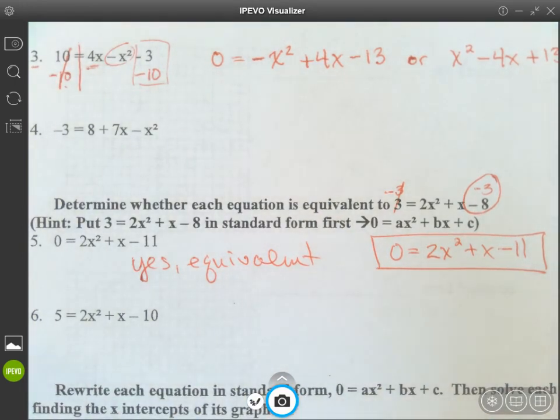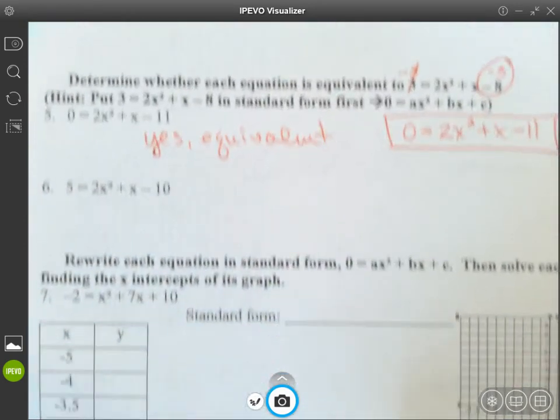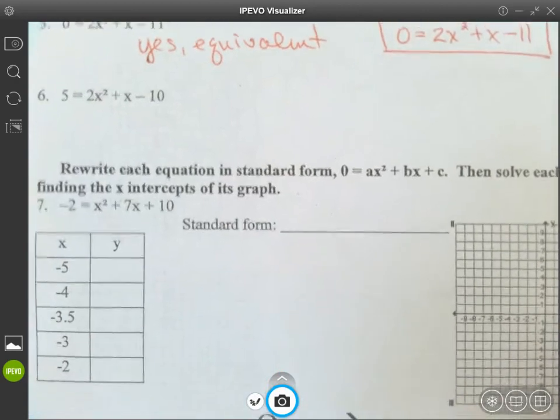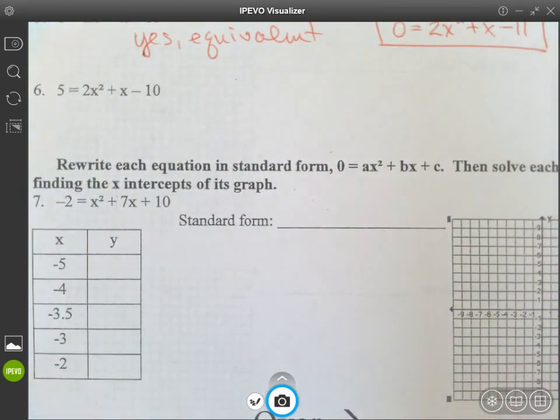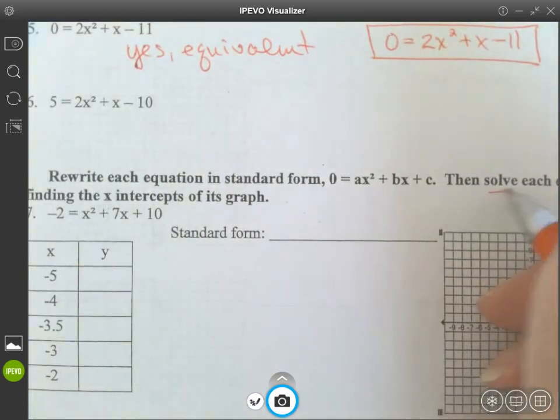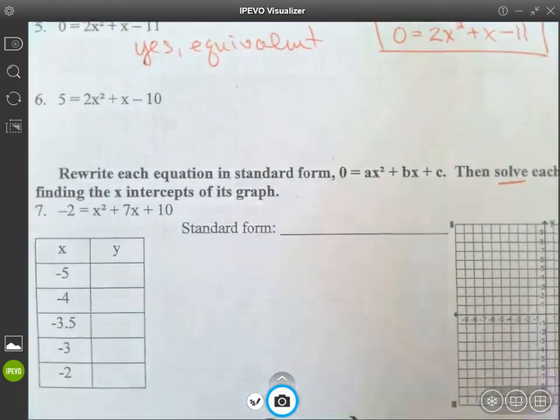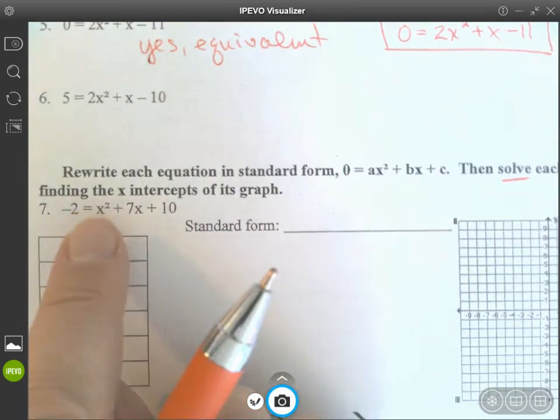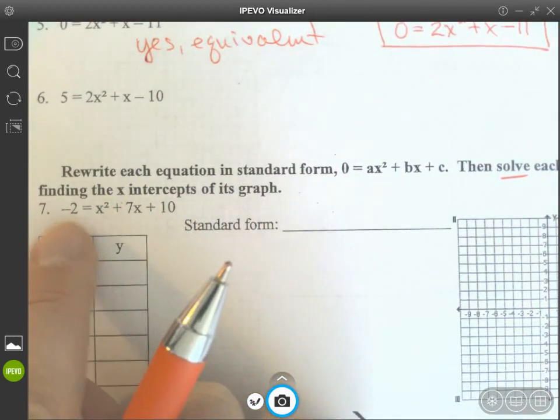All right, I want to jump down to number 7 with you. So in number 7, we're taking it a step further. We are not just graphing, we're graphing and solving. See how it tells us to solve here. So rewrite it in standard form. You cannot graph this because we need it set equal to 0.